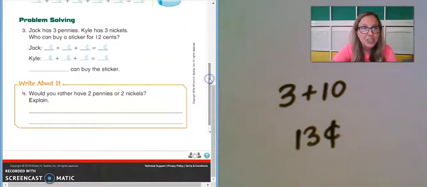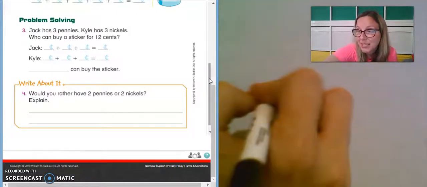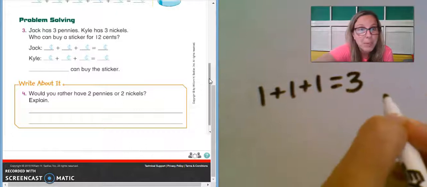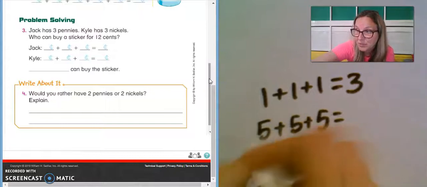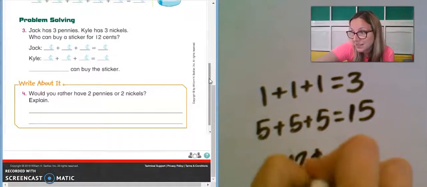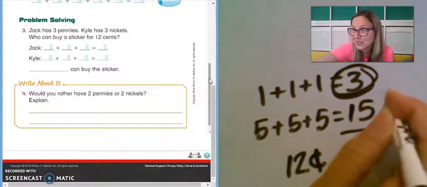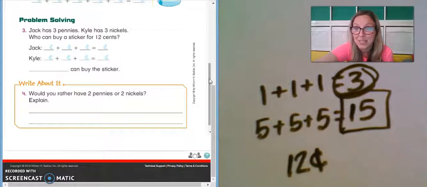Down here it says Jack has 3 pennies. Kyle has 3 nickels. Who can buy the sticker for 12 cents? Well, Jack has 3 pennies. So Jack has 1 plus 1 plus 1 equals 3. Kyle has 5 plus 5 plus 5 equals 5, 10, 15. And if the sticker is 12 cents, Jack doesn't have enough money. So Kyle would be able to buy it because he has 15 cents, so he could take 12 of his cents and give them to the cashier.